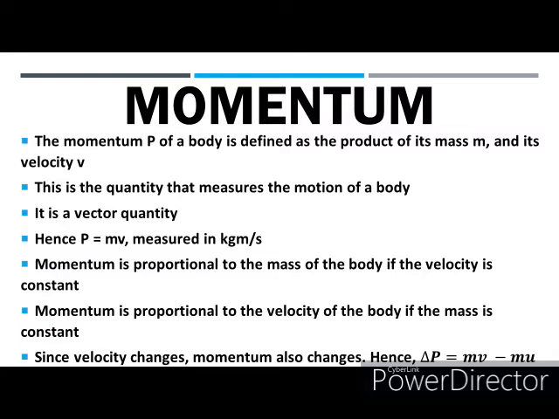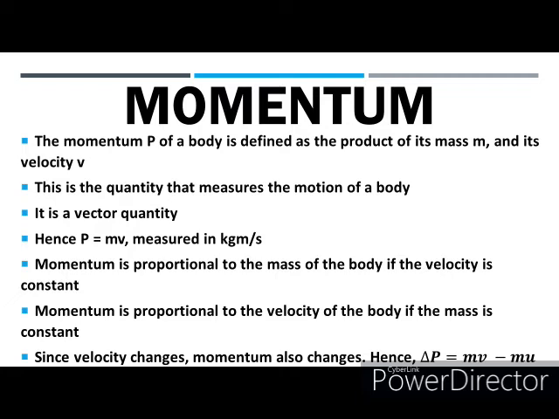Momentum is defined as the product of the mass of that body and its velocity. Momentum explains the tendency of a body to continue moving in a straight line. It is represented using letter P, which algebraically is represented as mv, which is mass times velocity. It is a vector quantity and it is measured in kg meter per second.